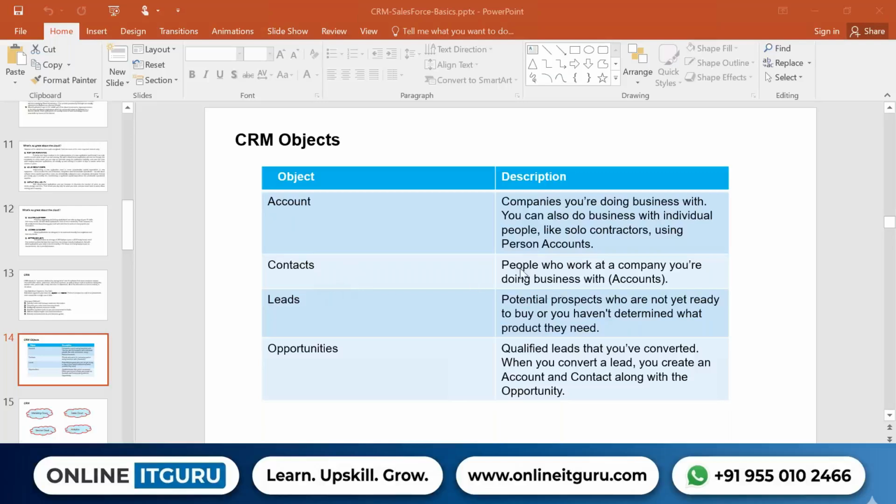And what do you mean by contacts? People who work at the company you're doing business with. So you need contacts of all these people. For example, you need to know Monica's complete contact details: her name, her mobile number, her email ID, her company name, her company address. What business does she do? What order has she placed? Complete contact details will be there in the contacts.